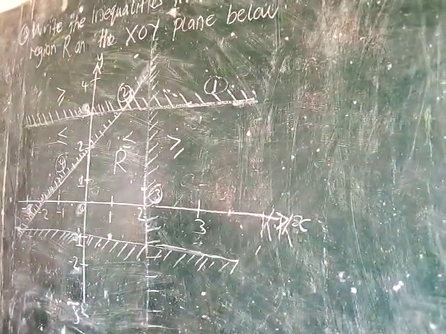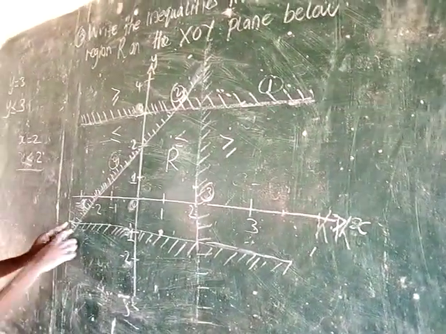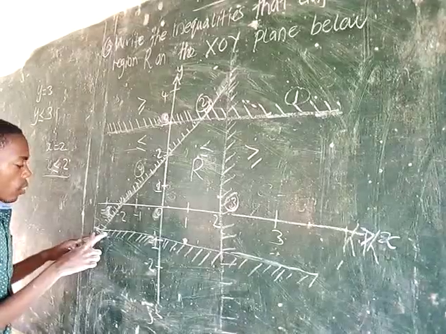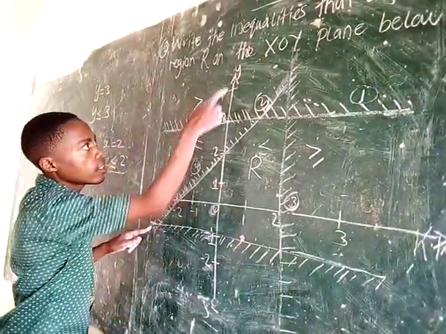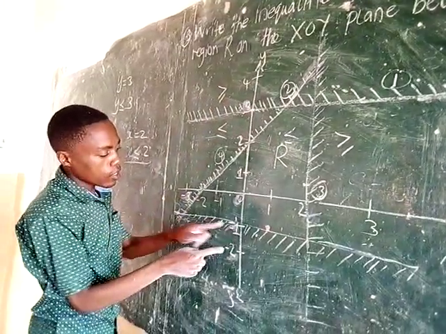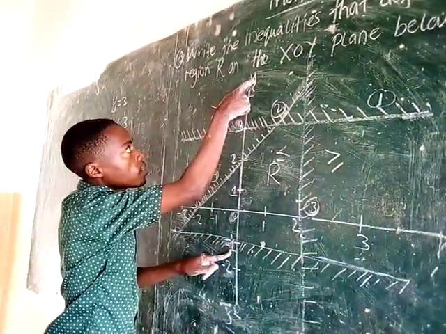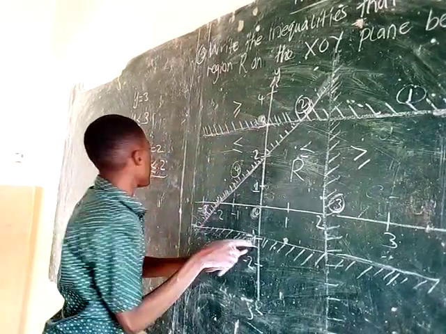Now let's try to extract the inequality for line number 3. This is line number 3. Where does this line pass through? This line is cutting the y-axis at y is equal to -1.